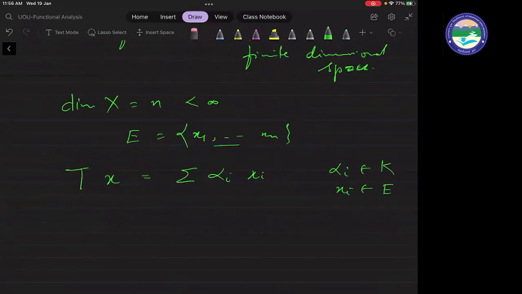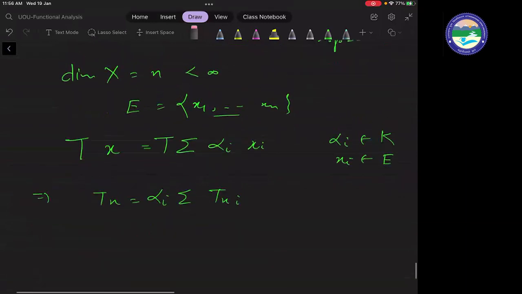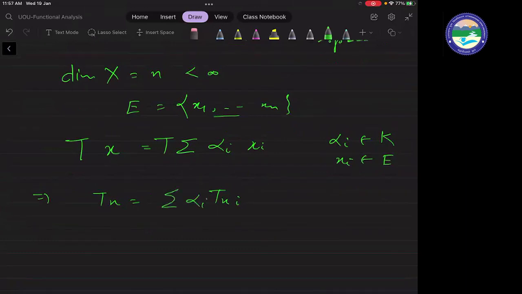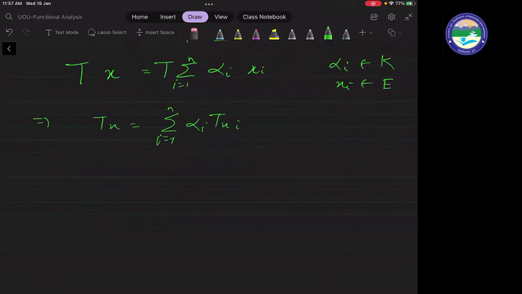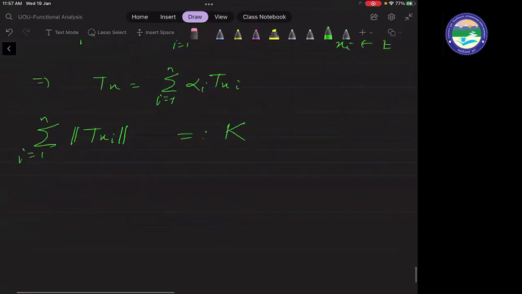So applying T on both sides, what do you get? This implies Tx equals summation alpha_i T x_i, i equal to 1 to n. Okay, you get this. Now what you do, you take the norm of Tx_i and take the sum from 1 to n, call it k. This will be a finite number.